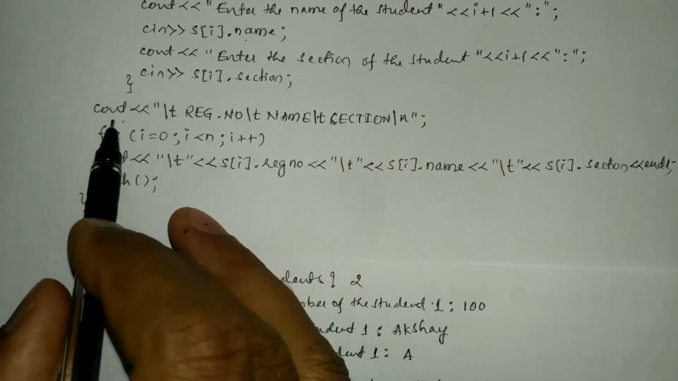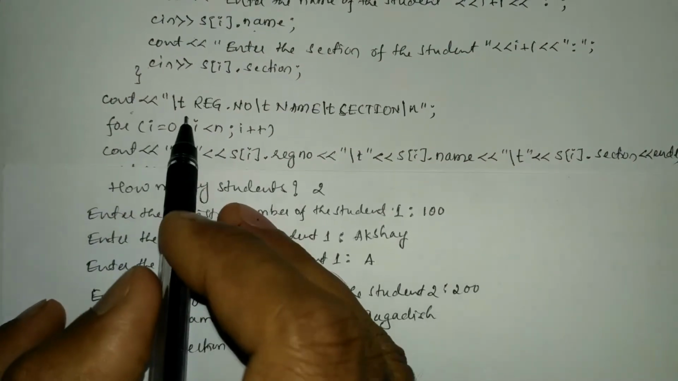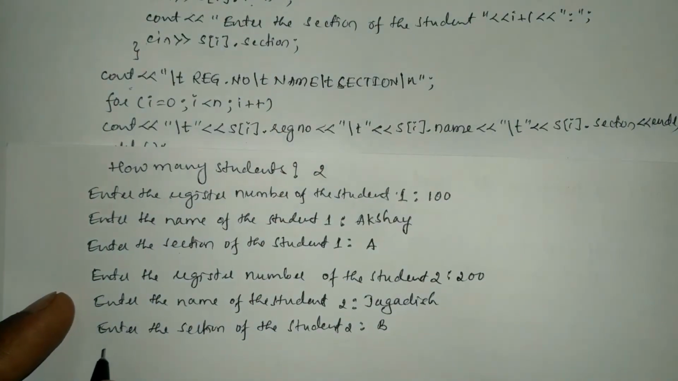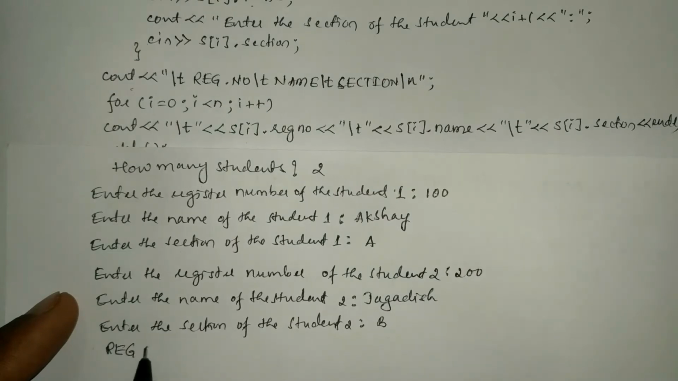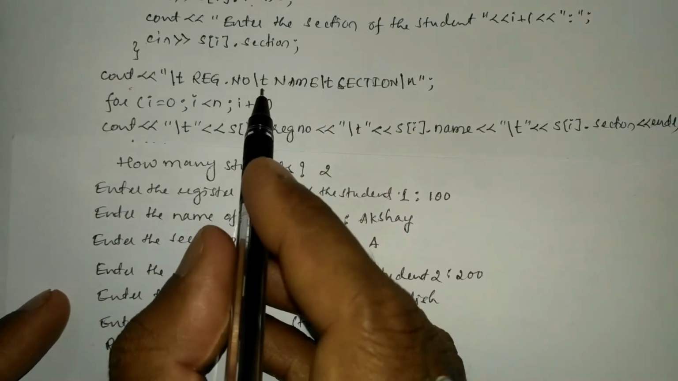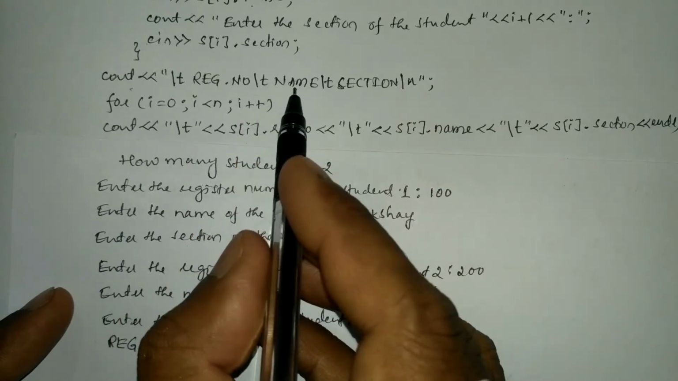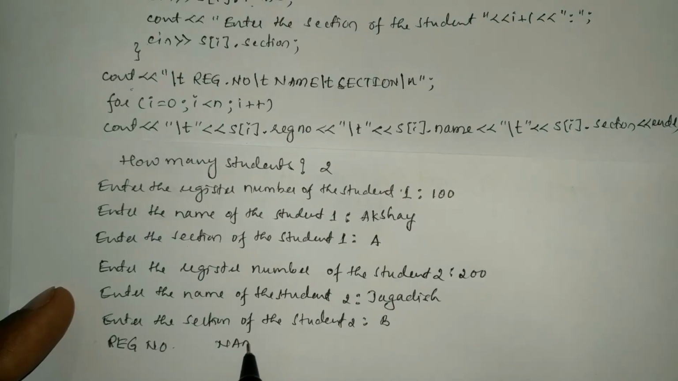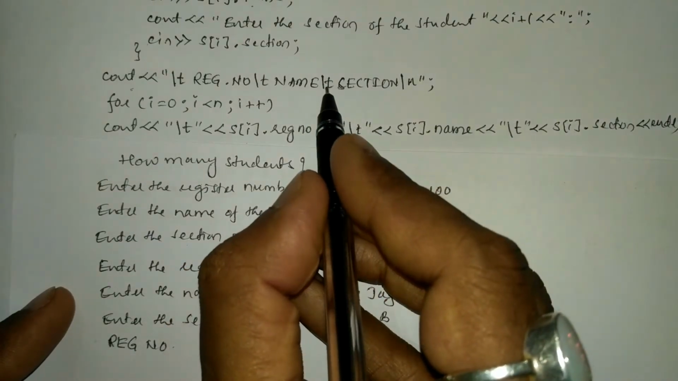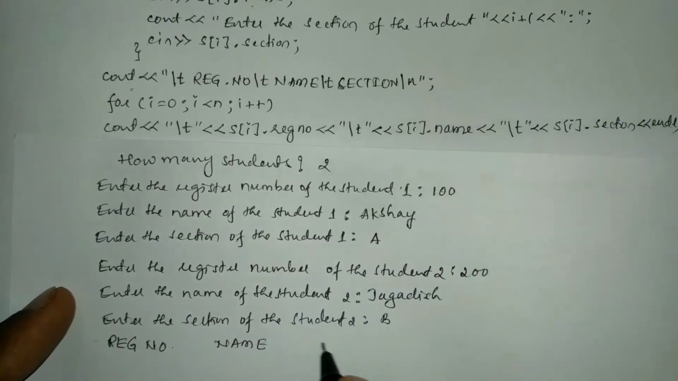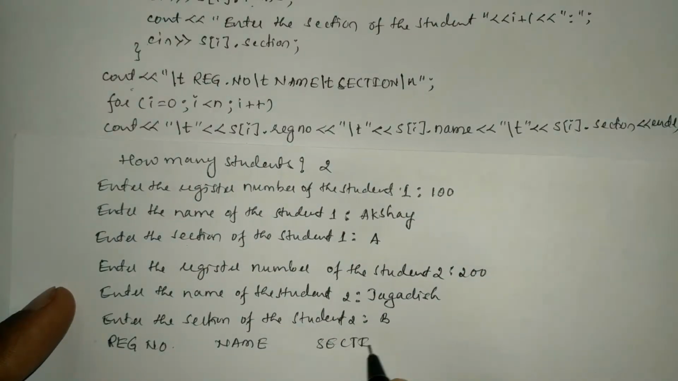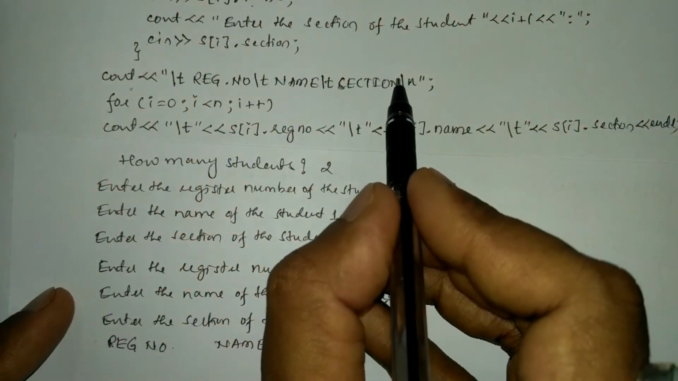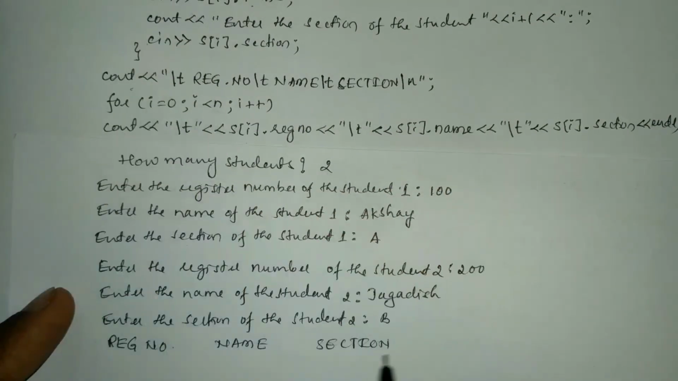So what is the next statement we have here? We have cout \t register number. So what it is going to print here is register number. After that we have got \t, which provides the tab space, and name will be printed. So after some space, name will be printed. Then \t, after some space, section will be printed. So I'm going to write here section. Okay, after this section we have got \n, that brings the cursor down to the next line.